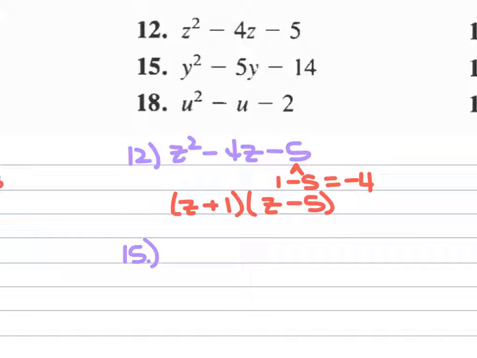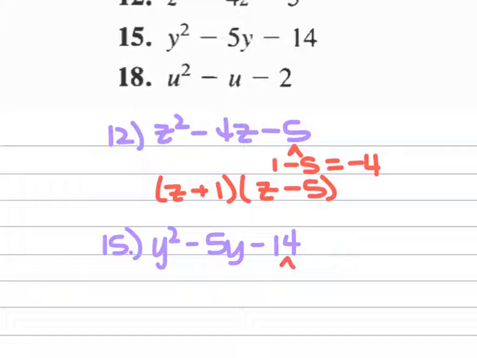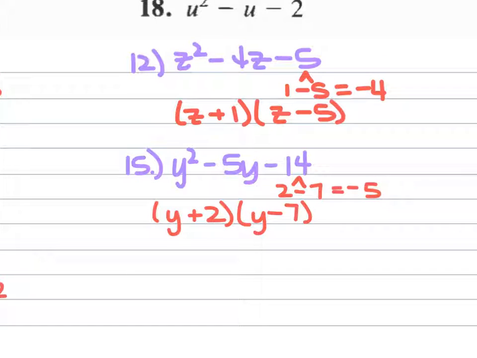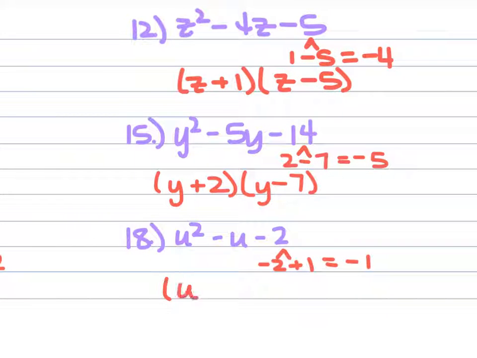For 15, we have y squared minus 5y minus 14. The factors of negative 14 that add up to be a negative 5 are a positive 2 and a negative 7. So this is going to be y plus 2 times y minus 7. For 18, we have u squared minus u minus 2. So the factors of negative 2 that add up to be a negative 1 are a negative 2 and a positive 1. So this is going to be u minus 2 times u plus 1.